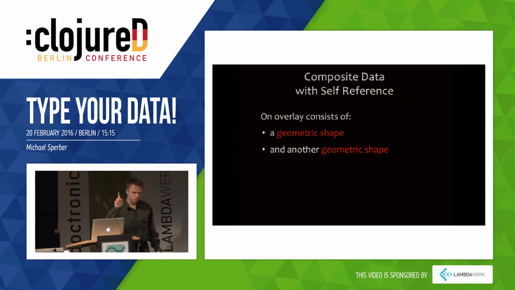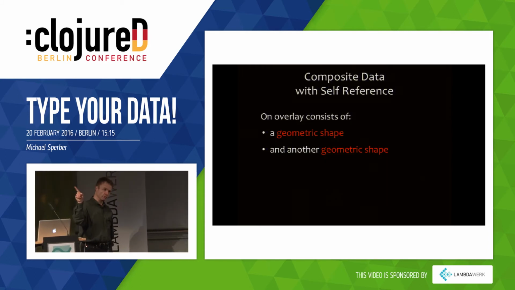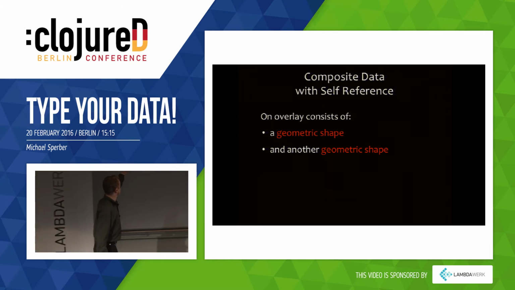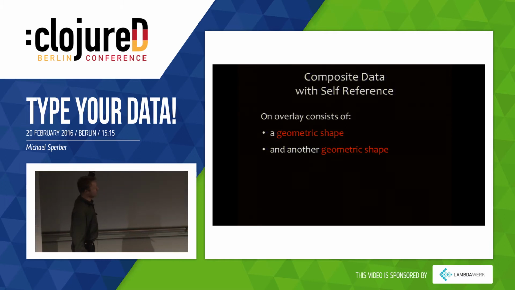Now, you remember these were all different classes of shapes, right? There were circles, there were squares, and now there's overlays. And overlays start off also as just being standard composite data. We said that's an overlay consisting of two shapes. But there's an additional element here in that it says an overlay consists of a geometric shape and another geometric shape. And geometric shape is the type that we're in the middle of defining, right? So there's a self-reference here, which is not relevant for the data representation of overlays, but it will be relevant when we write functions that operate on that representation.